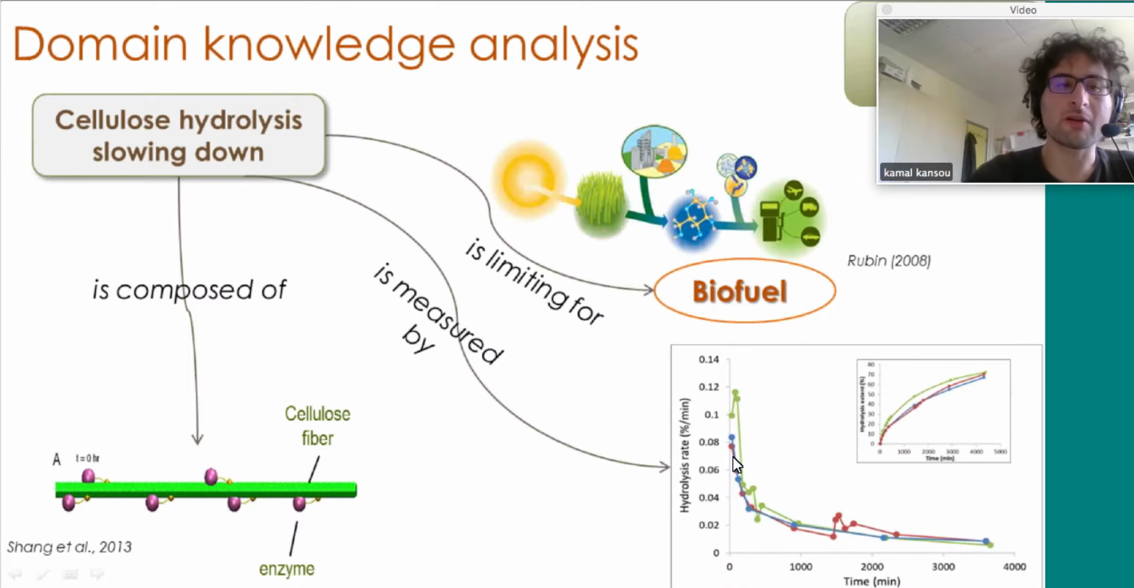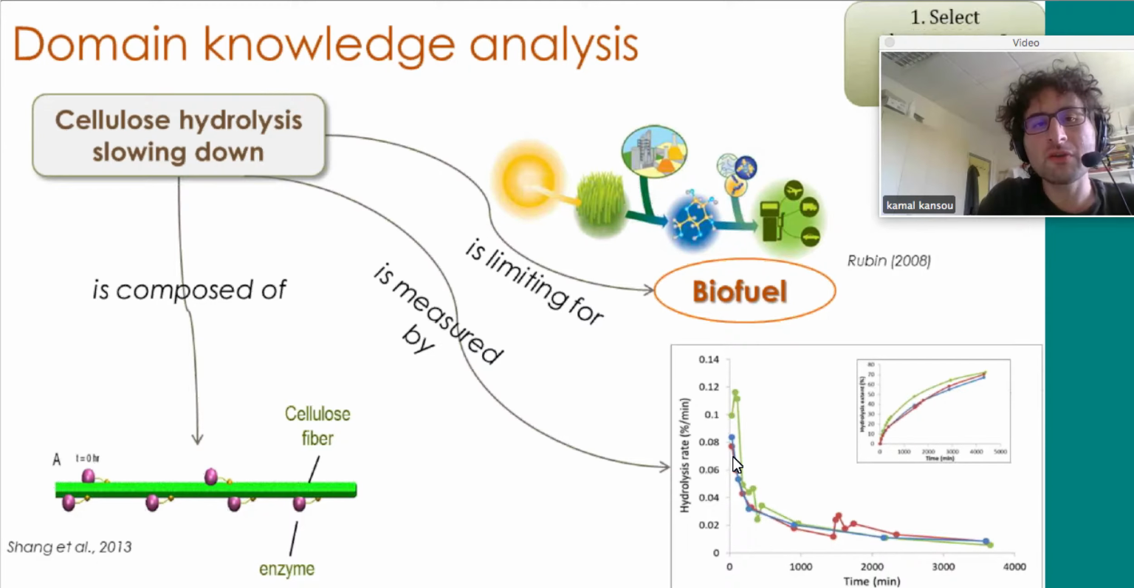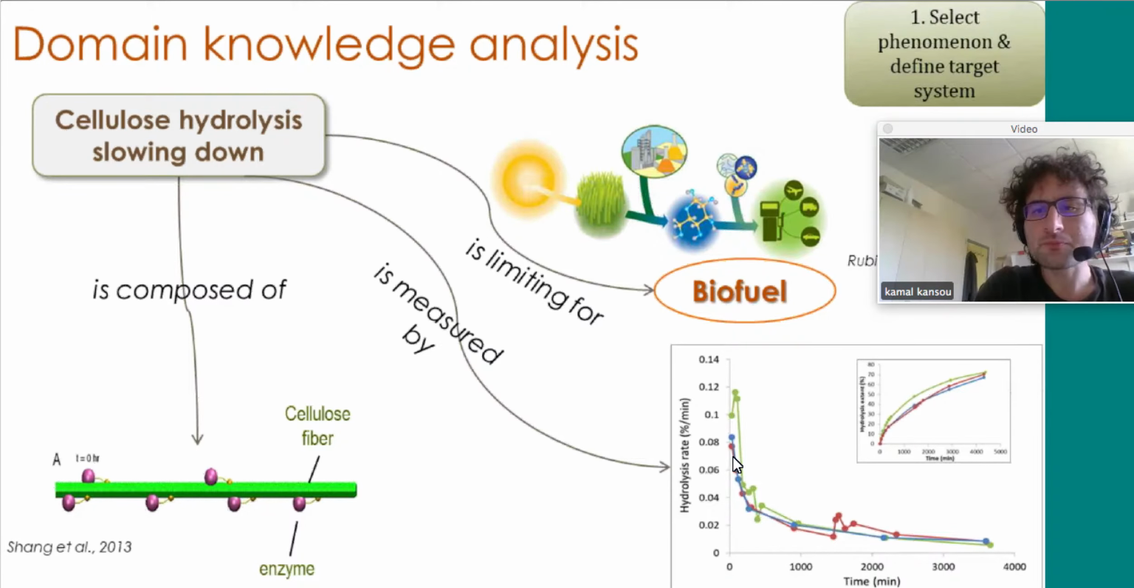So now if I go more into details about the application domain, the first step is to select the phenomenon. Here we wanted to work on cellulose hydrolysis slowing down. This process and this phenomenon is really important for many industrial and natural bioprocesses. For example, it's really important for biofuel, and it's actually limiting for biofuel. We want to reduce this slowing down aspect.